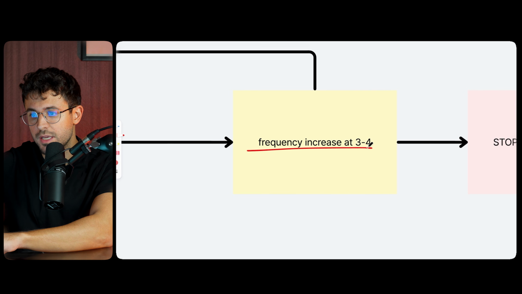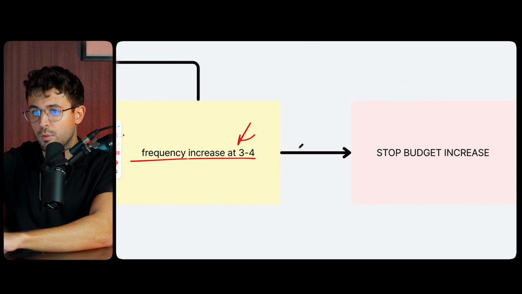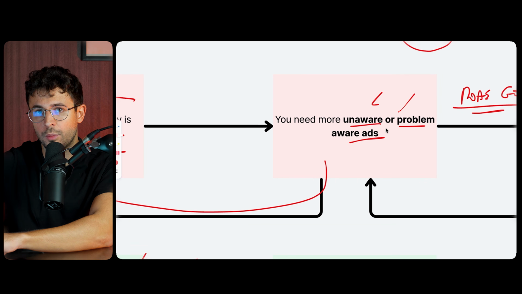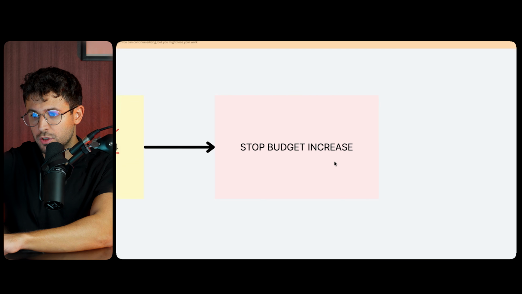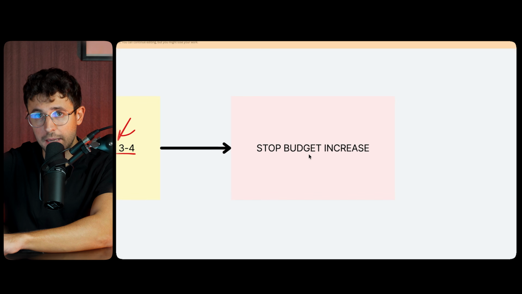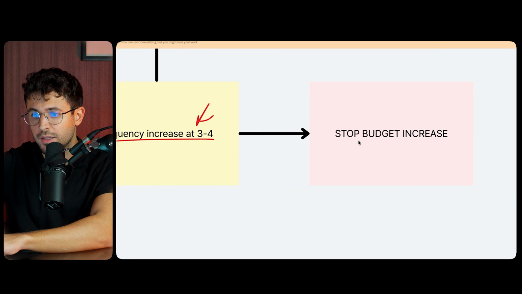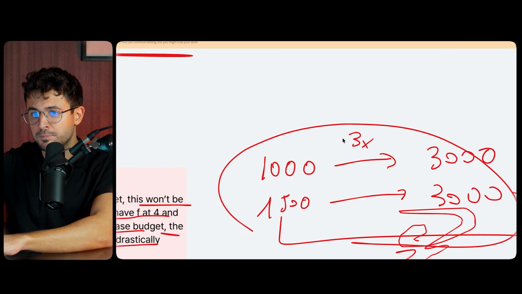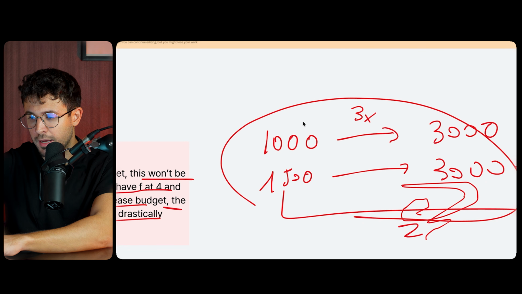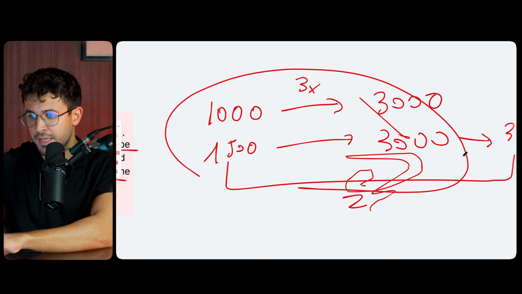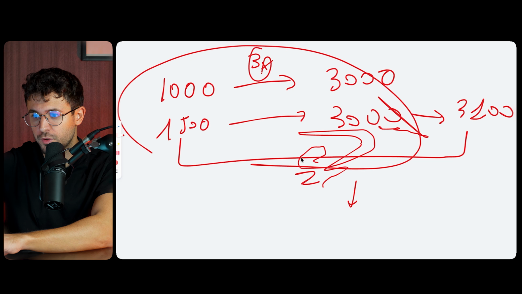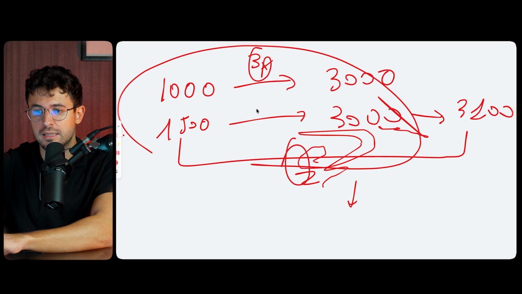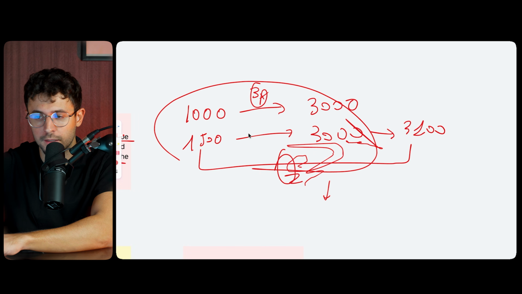When the frequency increases to 3 or 4, you want to start creating more unaware or problem aware ads. If the frequency increases to this, you also want to stop increasing the budget. Otherwise, you're going to make the same mistake as here, meaning that when you increase the budget, there is no incrementality, and so the ROAS just goes down from 3 to 2, and so just spend less at this point, so you're making more profit, right?